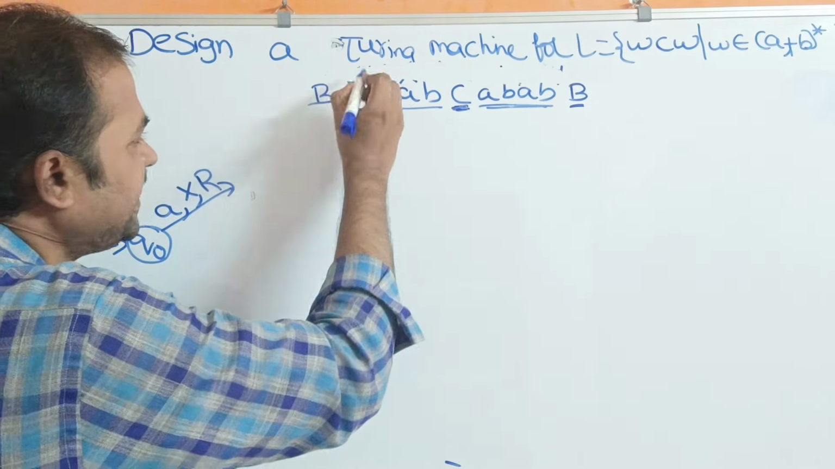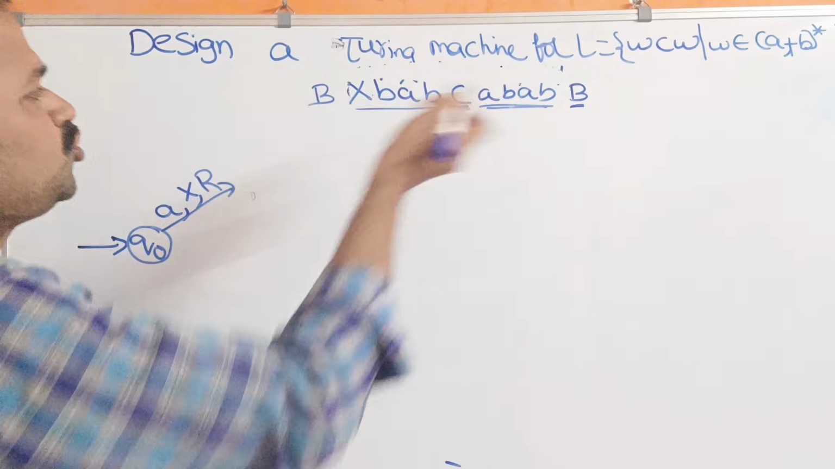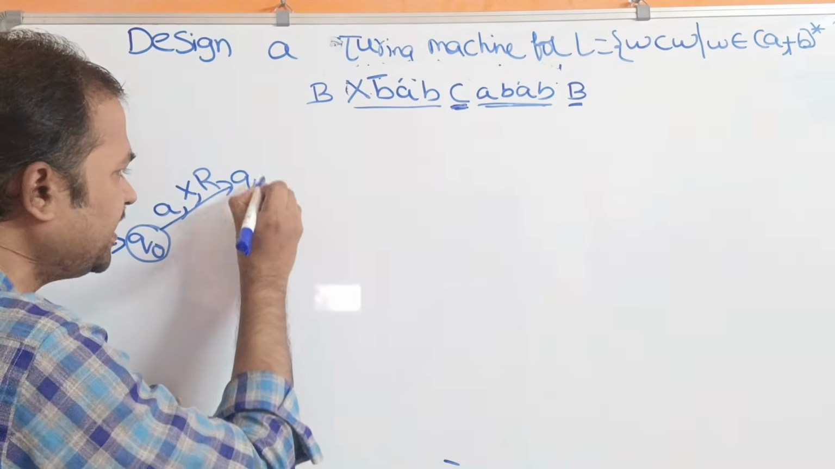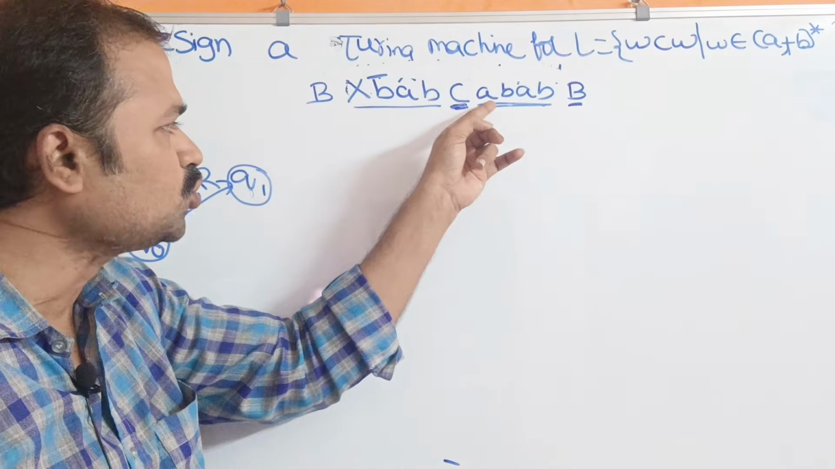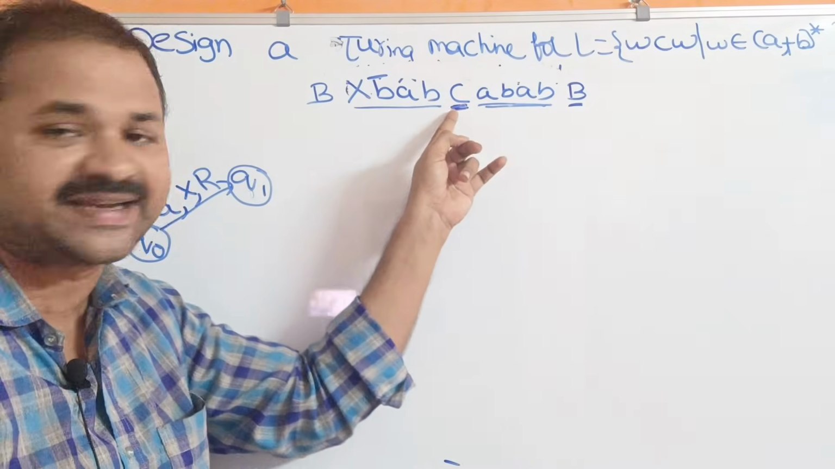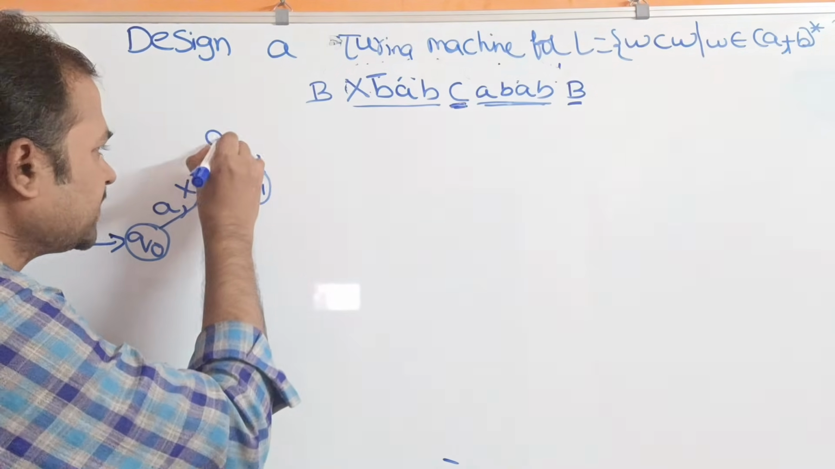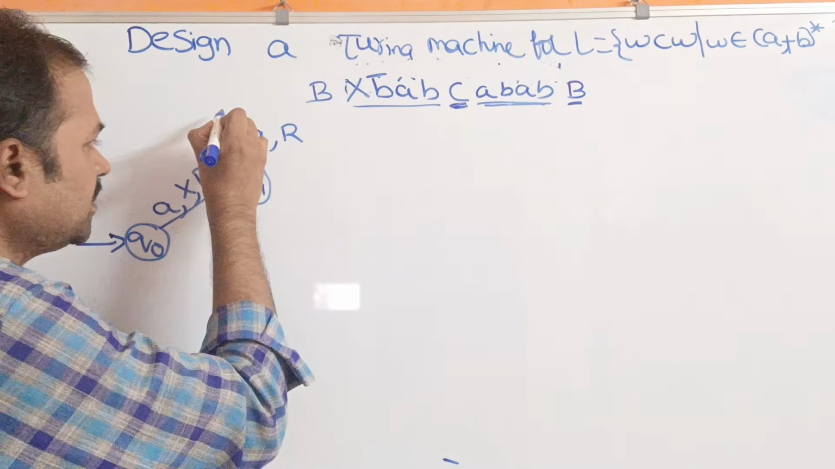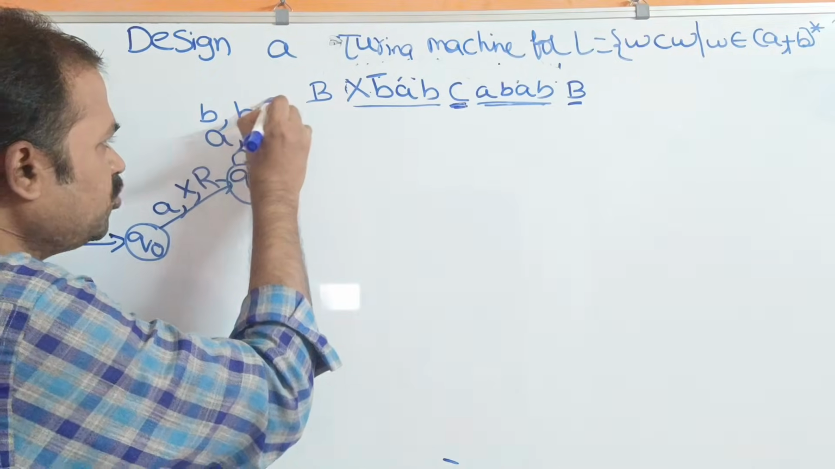So replace this A by X and move towards the right. Let us assume that now we are at Q1 state. And then what is our target? We have to move towards the right till we get C. So on Q1, if we read A, then keep it as same only and move the head towards the right. On Q1, if we read B, keep it as same only and move the head towards the right.